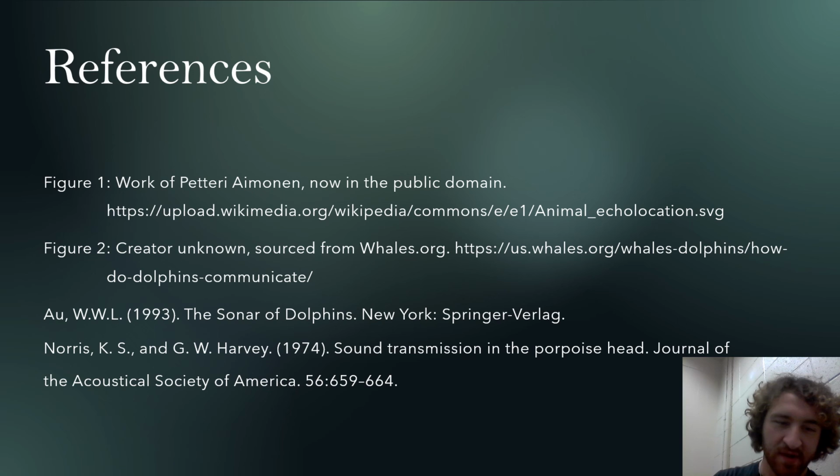The first real source that I used was WWL Owls, something that he published in 1993. It helped with fleshing out how the acoustic window and the melon interrelate. And the second source from Norris and Harvey was explained on the last slide, slide 8.